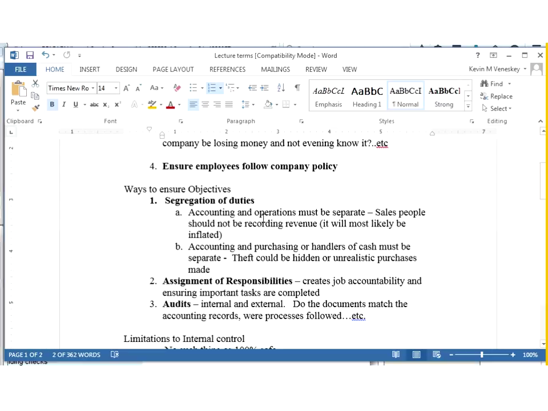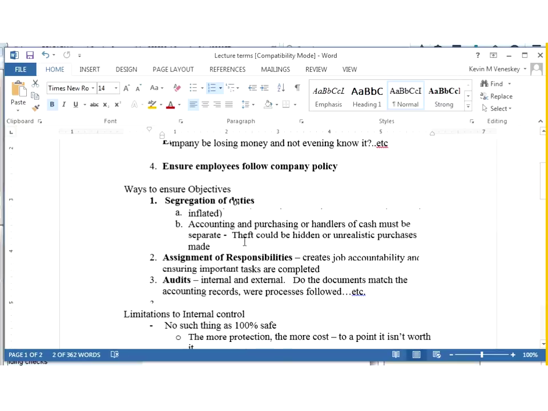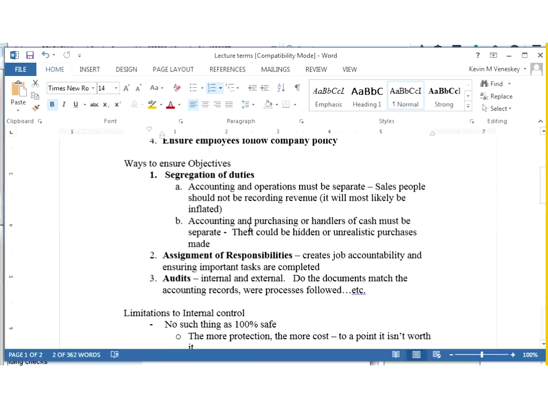A couple other things here. Making sure that your sales department or your people who are spending money aren't the same ones that are recording it. As I show here in the example with the sales, it's pretty likely that if somebody is recording sales and they're in the sales department, they're probably going to want to make themselves look a little better than they are. So there's a good chance that your sales would be inflated more than they should have been.